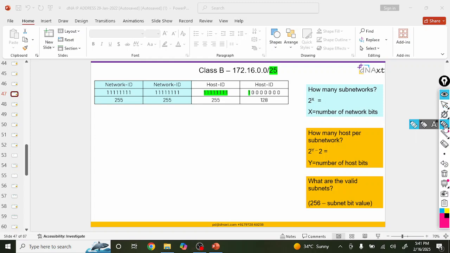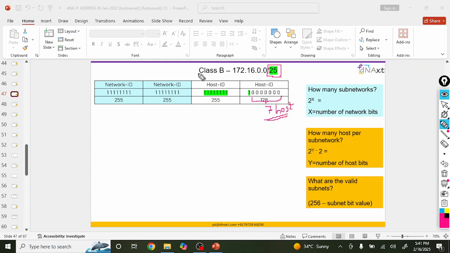In Class B subnetting, in this video, we'll be discussing /25. /25 means 25 out of 32 bits are assigned to the network, and the remaining 7 bits are for your host. Only 7 bits are there for your host.